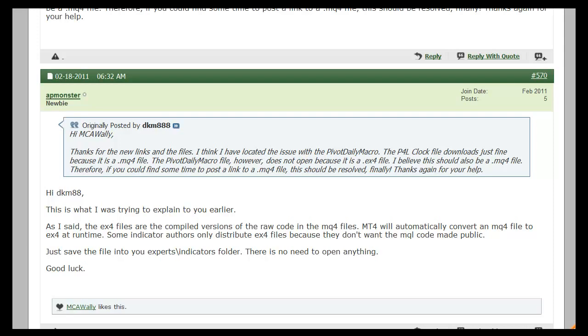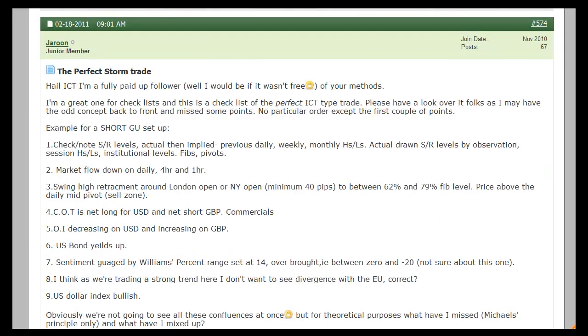All right. Okay. This is pretty neat. The perfect storm trade. That's pretty wild. Fully paid up follower. I think that's cool. All right. There's a couple things in here I wanted to make reference to, and your point number 5.